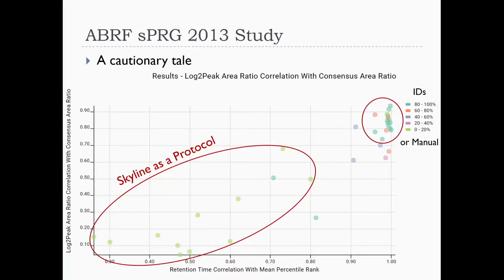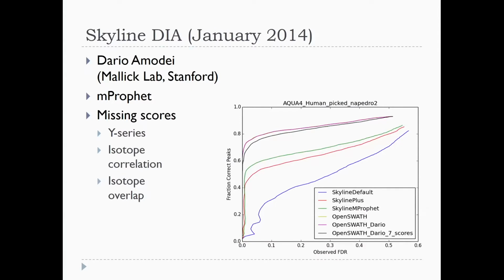But yeah, definitely people who just tried to go through the set of steps, and this is the Mount Bioinformatics, where if you don't have enough attention to detail, you could turn in some pretty bad results. Okay, so this is a plot sent to me by Dario Amodei from the Mallick lab at Stanford when he was there.